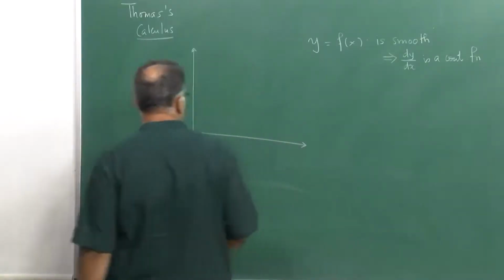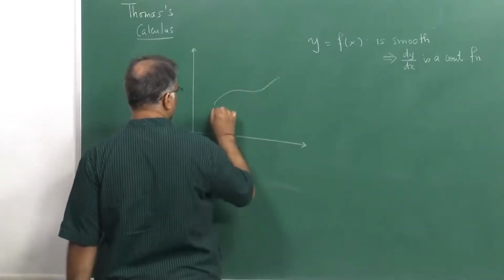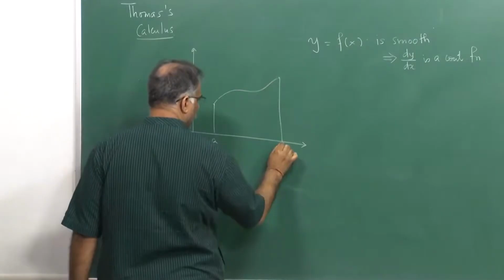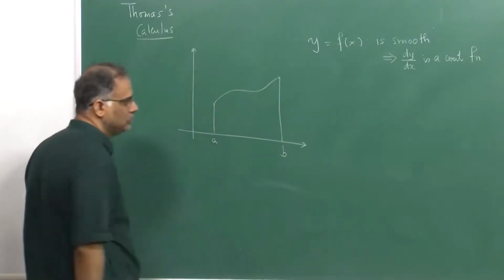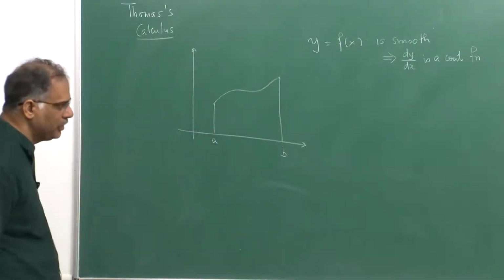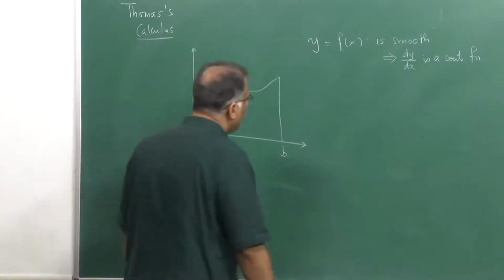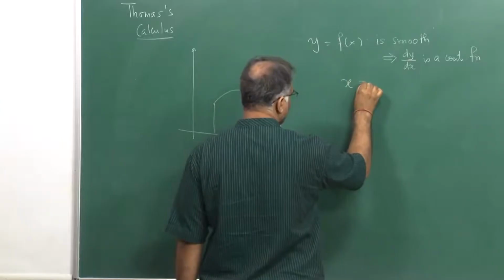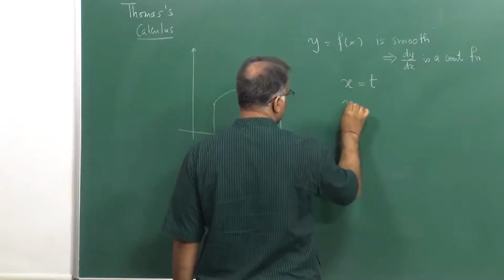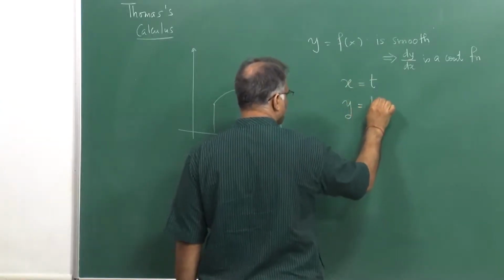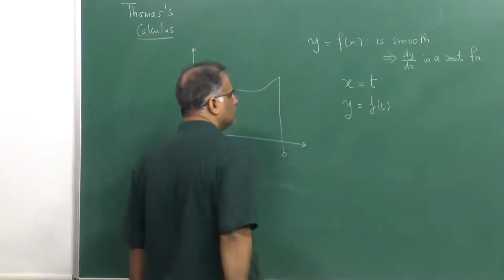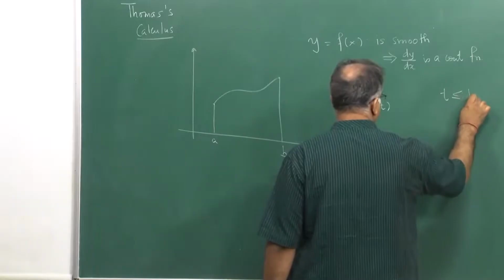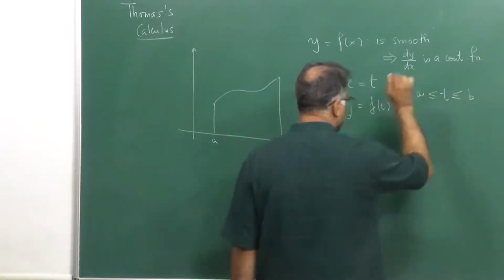I am trying to tell you now that this is my y equal to f(x) between A and B, and you try to find the length of this by whatever knowledge you have gained in finding the lengths of parametric curves. So, now how do I parameterize this curve? What I do, I put x equal to t and y itself as f of t, where t of course has to vary between A and B, because t is same as x, which varies between A and B.